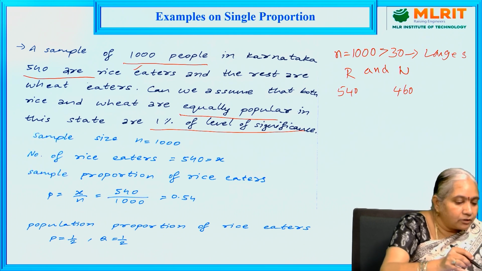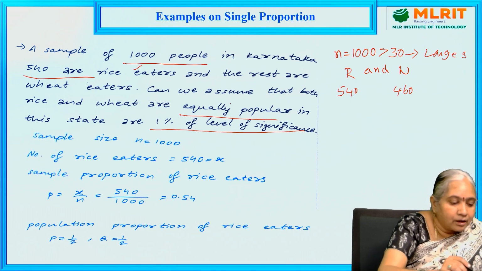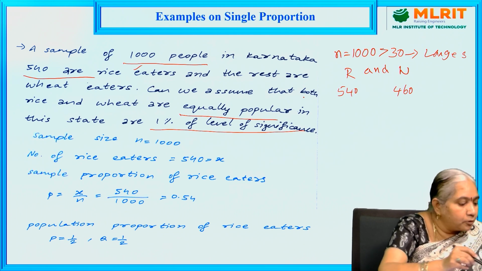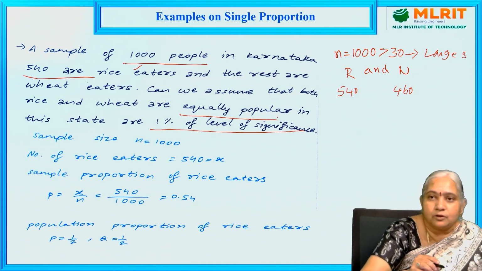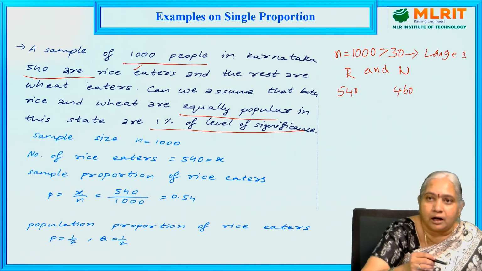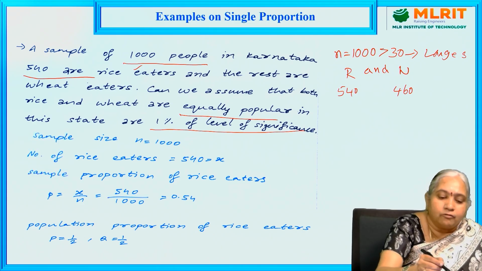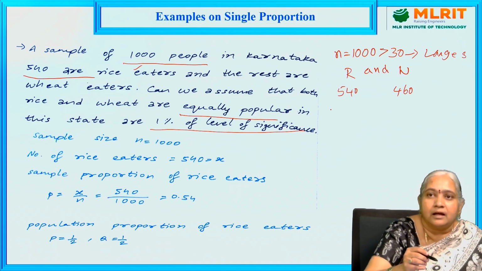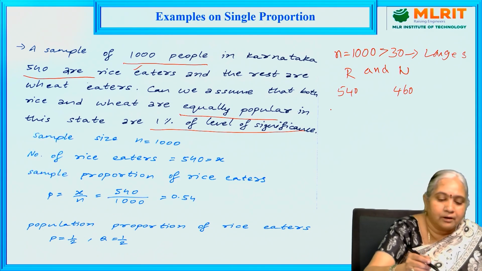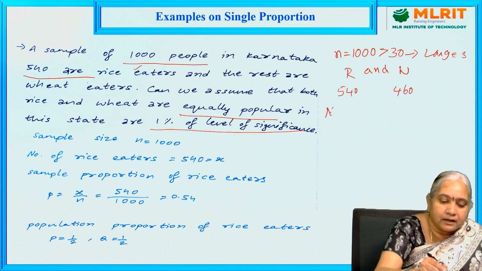So here what we have to test? Can we assume that both rice and wheat eaters are equally popular? So both are in the same ratio, or not. That's why we define the null hypothesis H0: rice eaters and wheat eaters are in the same proportion in Karnataka state. That is the null hypothesis.